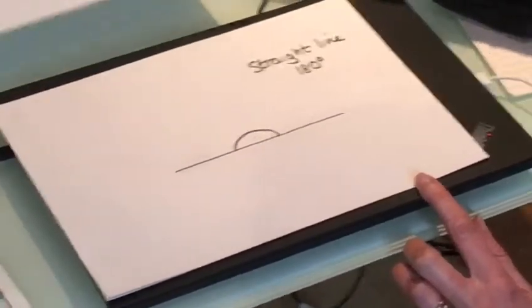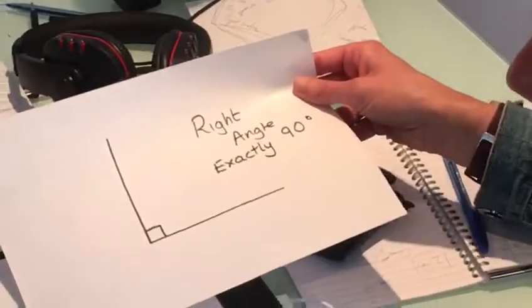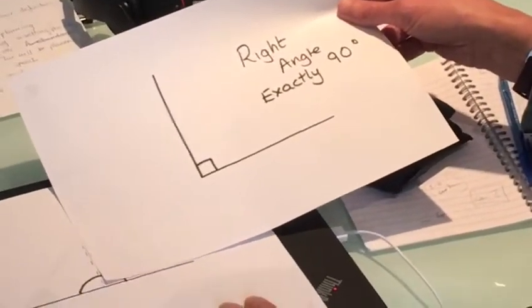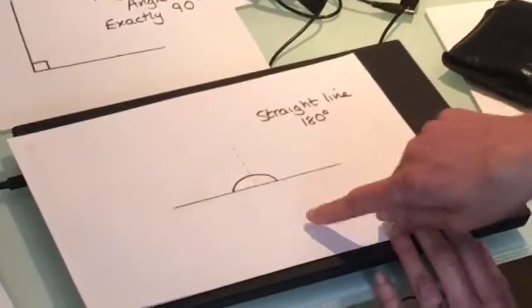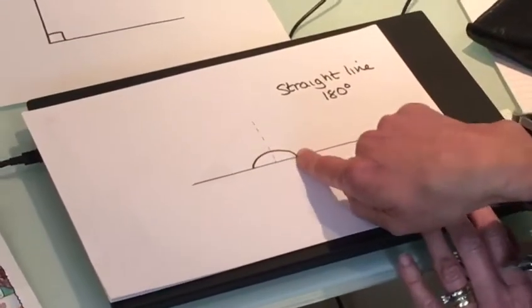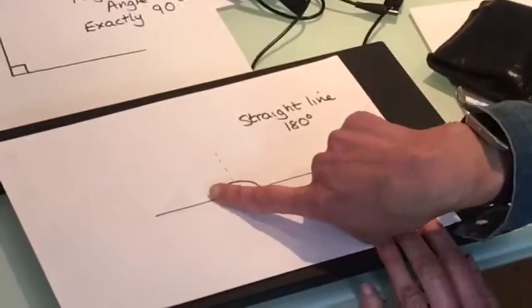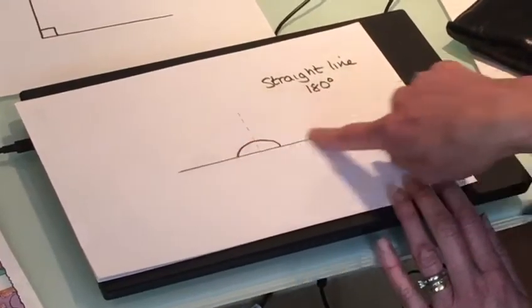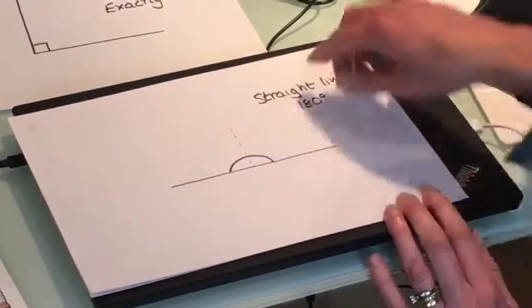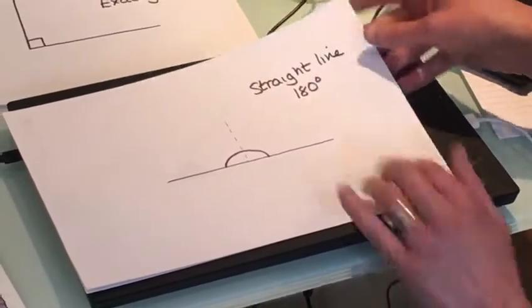The great thing that you can use for measuring right angles, you can get the corner of your page, you can just put it there like that, and you can check whether it is a right angle or not. This is a straight line, and it's basically worth two right angles, so you've got 180 degrees turn there. So a straight line is equal to 180 degrees.